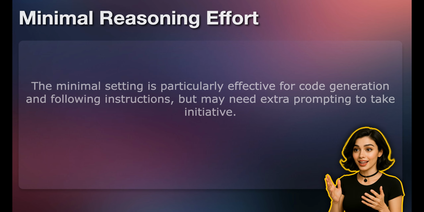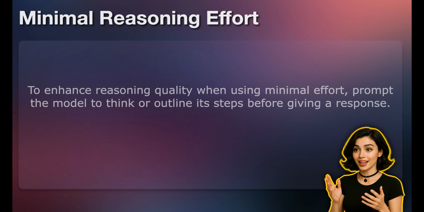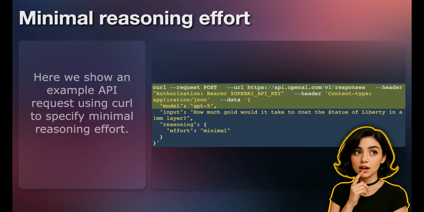The minimal setting is particularly effective for code generation and following instructions, but may need extra prompting to take initiative. To enhance reasoning quality when using minimal effort, prompt the model to think or outline its steps before giving a response. Here we show an example API request using curl to specify minimal reasoning effort.